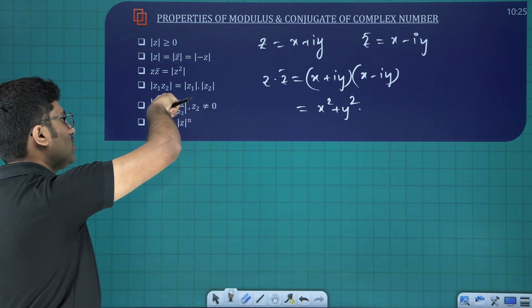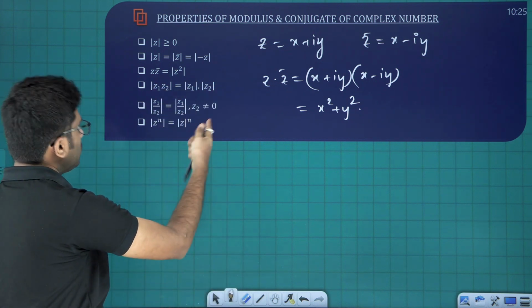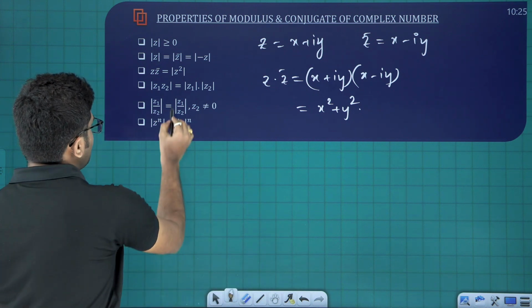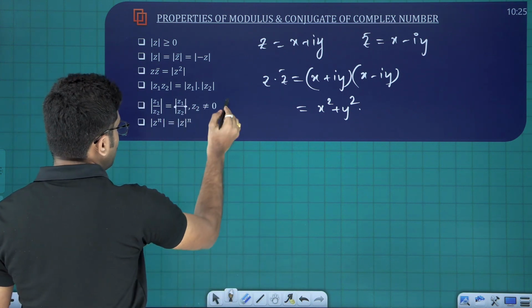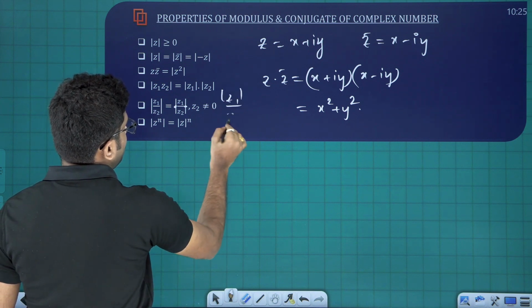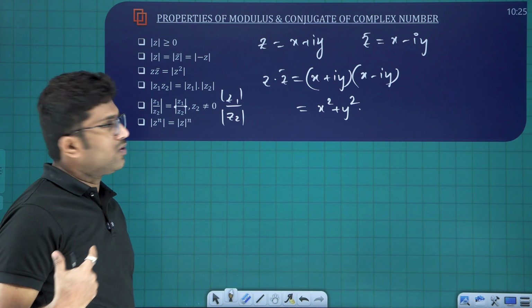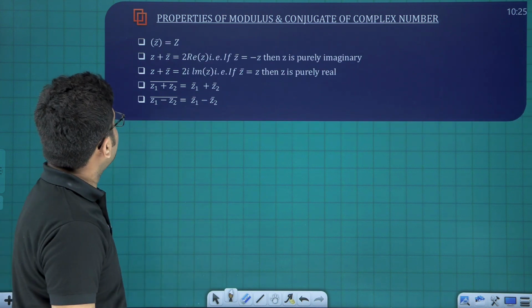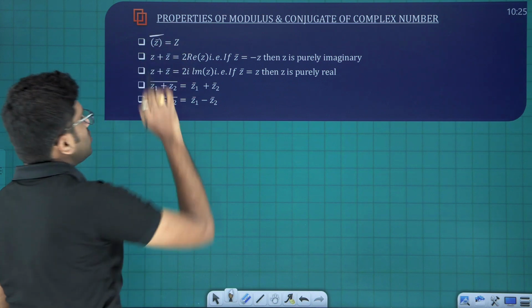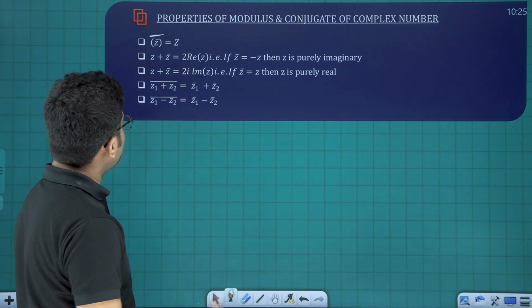Mod of z1 into z2 is mod z1 into mod z2. Mod of z1 by z2 is mod z1 by mod z2. Modulus of z power n is mod z whole power n. Next, conjugate of conjugate: z bar whole bar will always be equal to z.